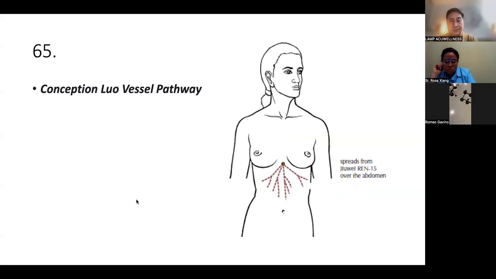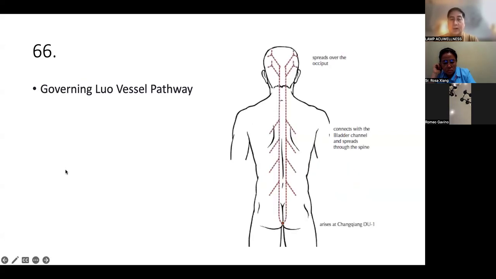Conception vessel luo vessel. It descends from ren 15 and disperses over the abdomen. So ren 15. Governing luo vessel pathway. Arises at DU1 and ascends bilaterally along the sides of the spine to the nape of the neck and spreads over the occiput. And then at the scapular region, it connects with the bladder channel and threads through the spine.